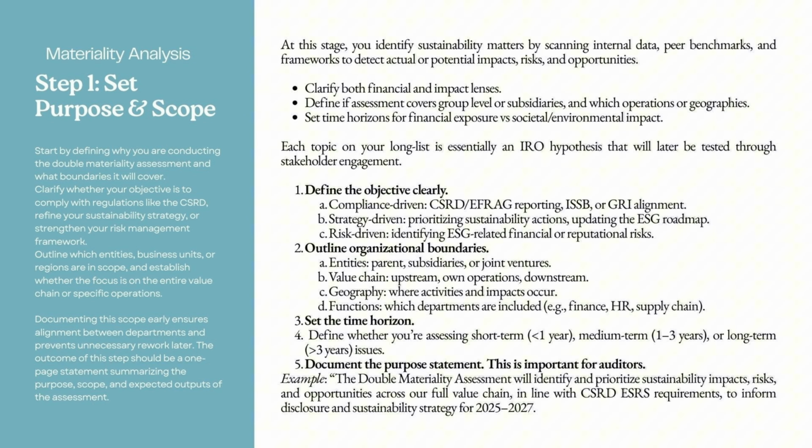At this stage, companies clarify both lenses of double materiality. This means confirming that the assessment will consider financial impacts on the company and impacts of the company on society and the environment. Next, the scope of the assessment is defined. This includes deciding whether the assessment covers the group level, subsidiaries, or joint ventures, which operations, regions, or geographies are included, whether the focus is on direct operations only or the full value chain.